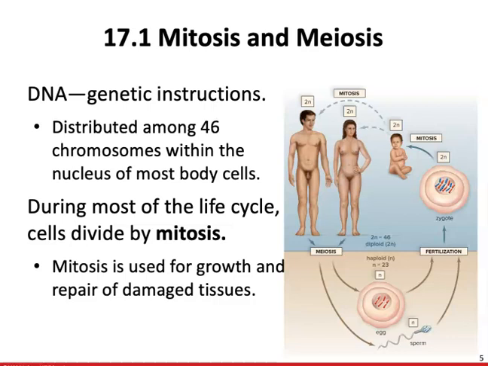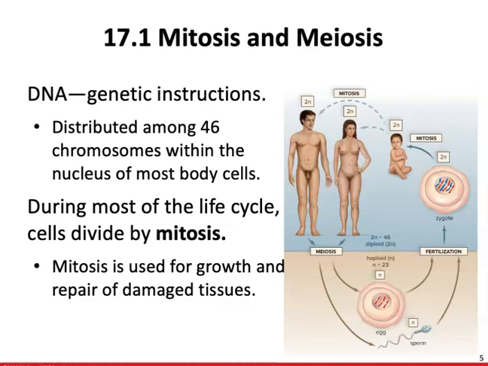During most of the life cycle, cells are going to divide by mitosis. Mitosis is also known as duplication division. This is where each one of your cells is going to literally duplicate itself and then split in half. Each of the cells that exit mitosis have the exact same 46 chromosomes.